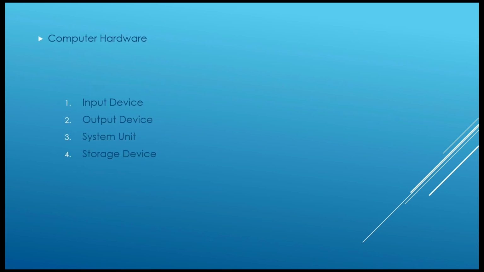Now we will move to the computer parts. There are two types: computer hardware and computer software. First, we will discuss computer hardware. What are the computer hardware types? The first one is the input device, the second is the output device, the third is the system unit, and the fourth is the storage device.